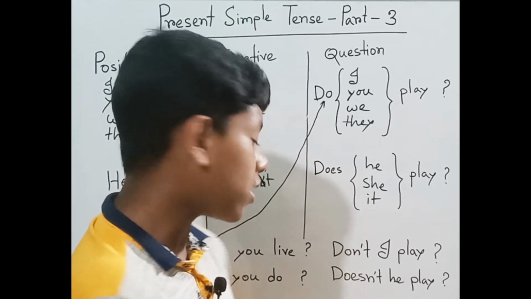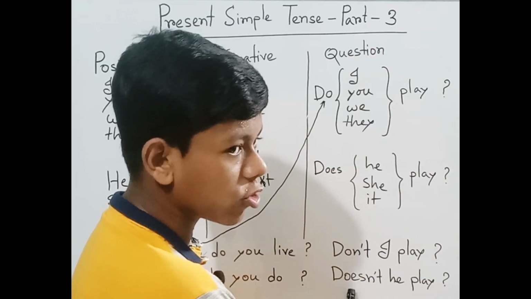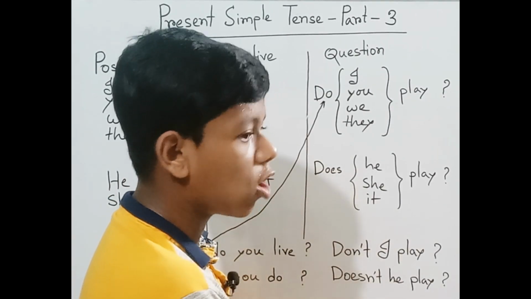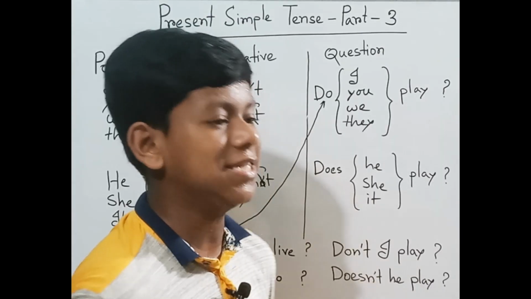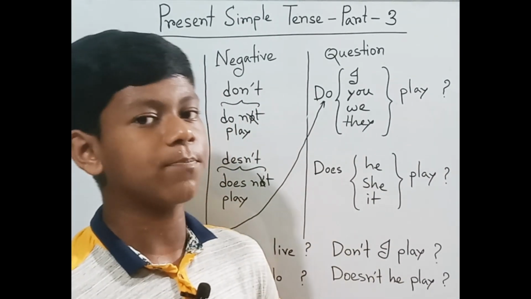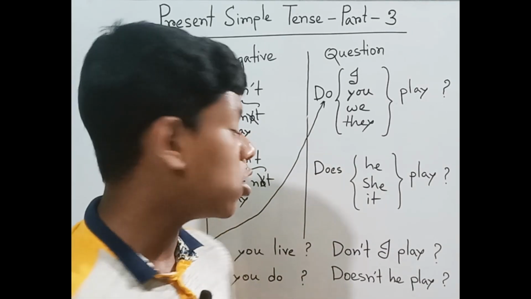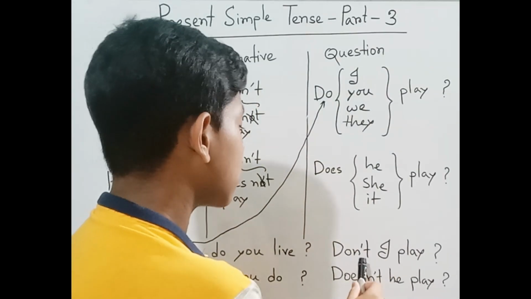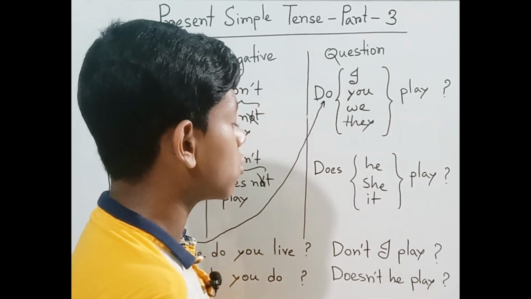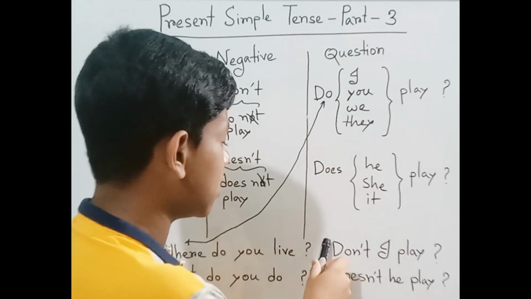And also, doesn't he play? Does is a helping verb, always in question, and you can say does he not play, but it isn't used often in our life, and it's informal. But if you want to say it formally, we can say it this way: don't I play? Doesn't he play? So it's the negative form. We have understood the positive, and this is the negative.